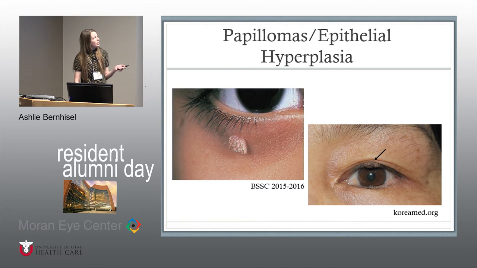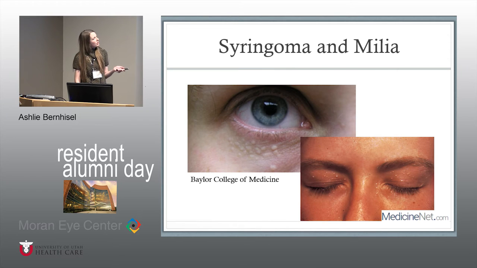So here, these are just various papillomas or epithelial hyperplasia. There are different lesions that fit in this category. Here, a verruca and a seborrheic keratosis. Here's a syringoma and a milia. You can see how those might be confused. These look a little bit more superficial.